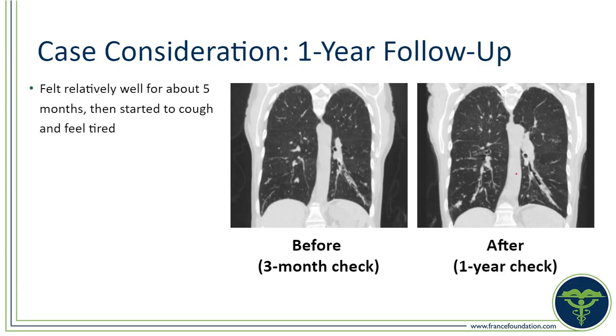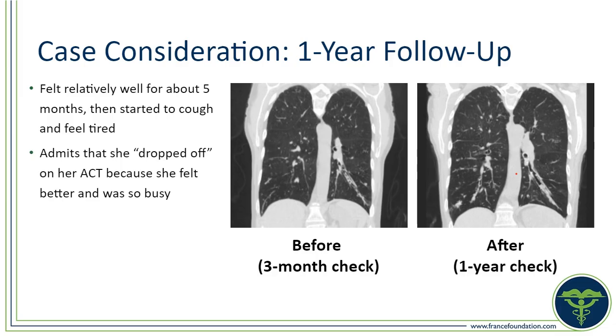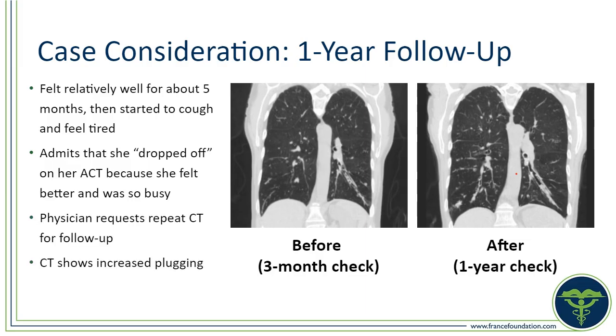The patient felt relatively well for about 5 months and then started to have cough and feel tired again. She admits that she dropped off of her treatment because she felt better and was so busy. The physician requested a repeat CT scan, which showed increased plugging. So the first coronal shows the 3-month checkup where she's doing better, and then after 1 year, she's progressed without treatment.